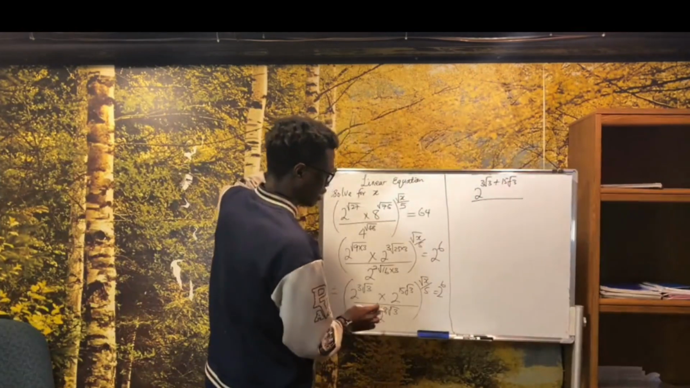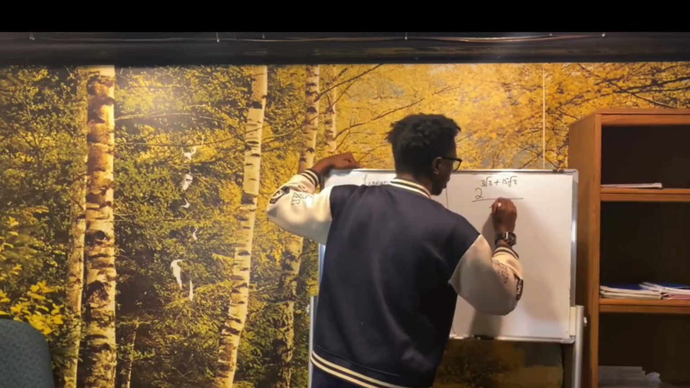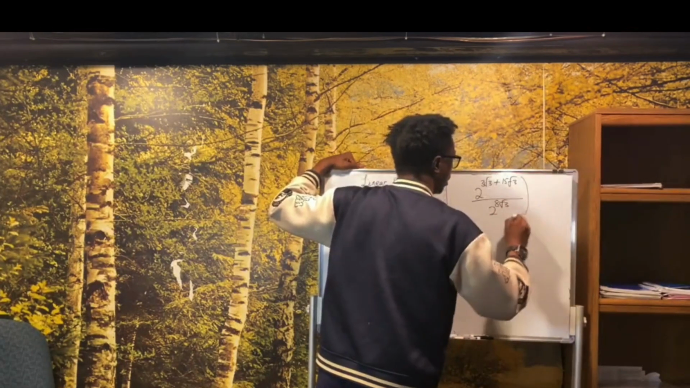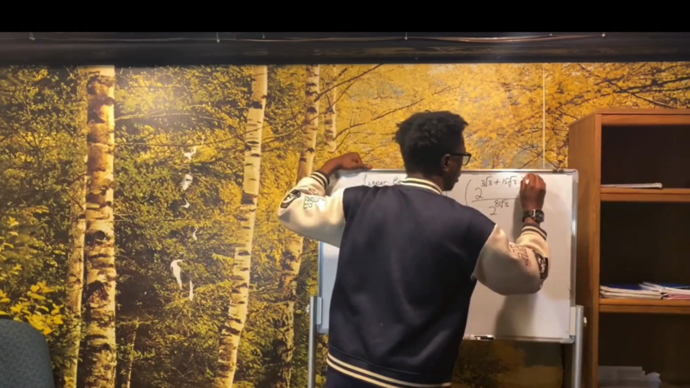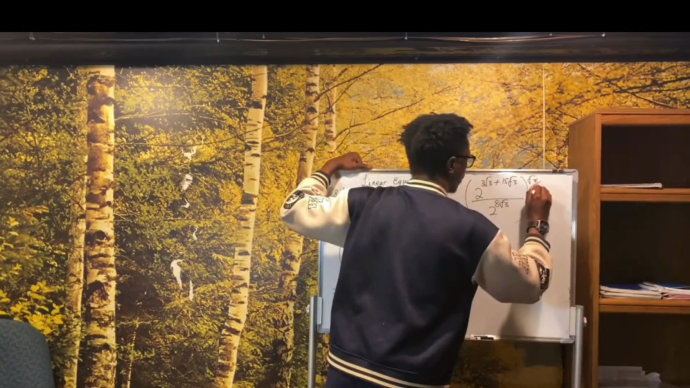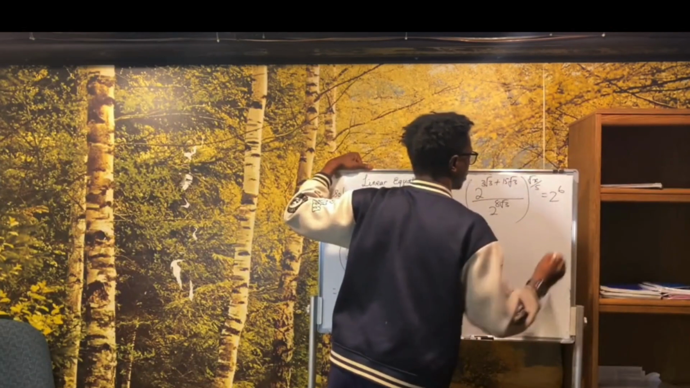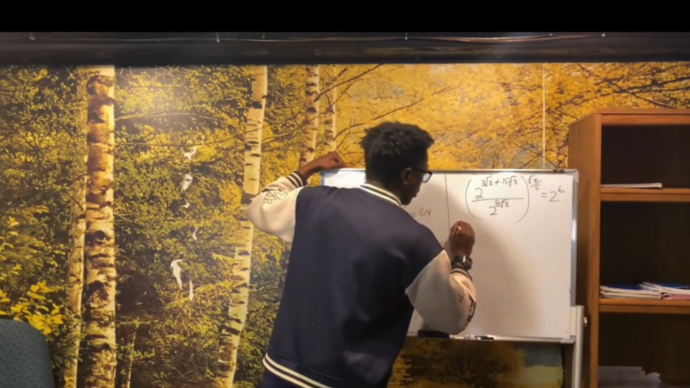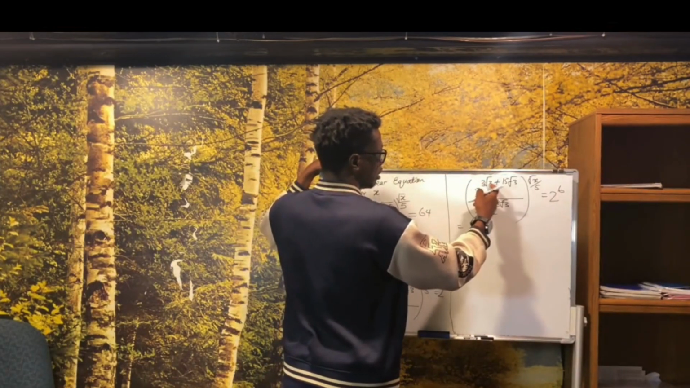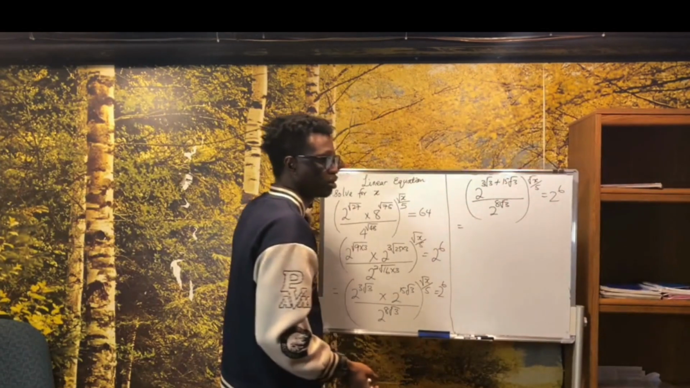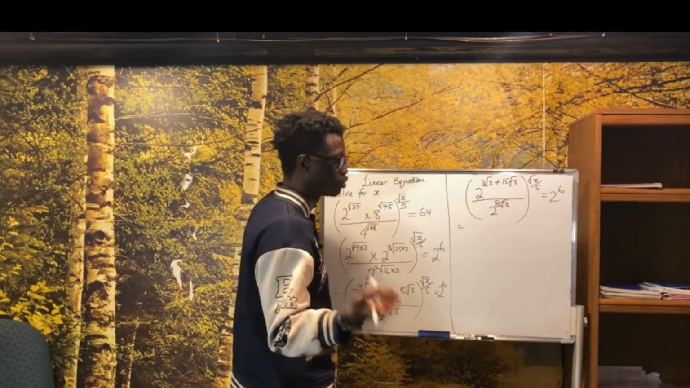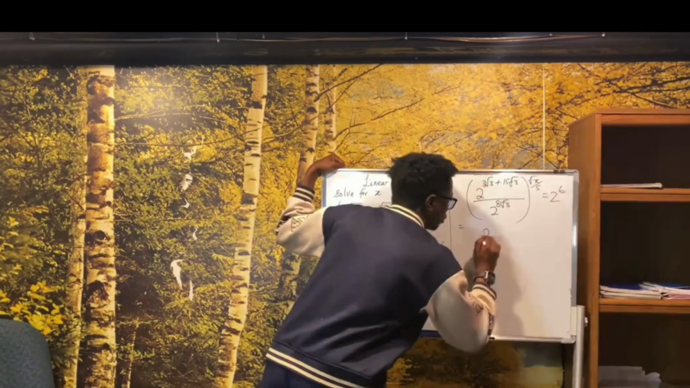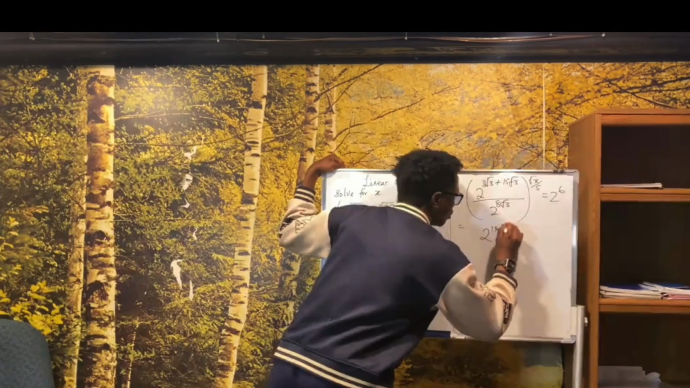Everything here divided by 2 to the power 8 root 3, all raised to the power root x over 5, equals 2 raised to the power 6. Now, let's add this. So if we add that, this is 3 root 3 plus 15 root 3. That becomes 18 root 3.